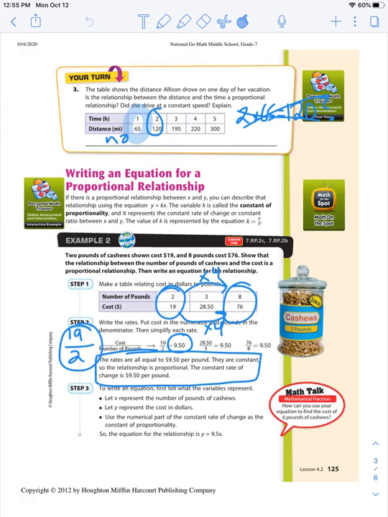If you are phrasing this for, say, a quiz or a test, and it says write an equation for the relationship, you would say the cost equals 9.5 times the pounds. So when you're writing an equation for the relationship, you're showing how one variable relates to the other. We're showing how cost is related to the number of pounds you buy. Cost is going to be 9.5 times the number of pounds.